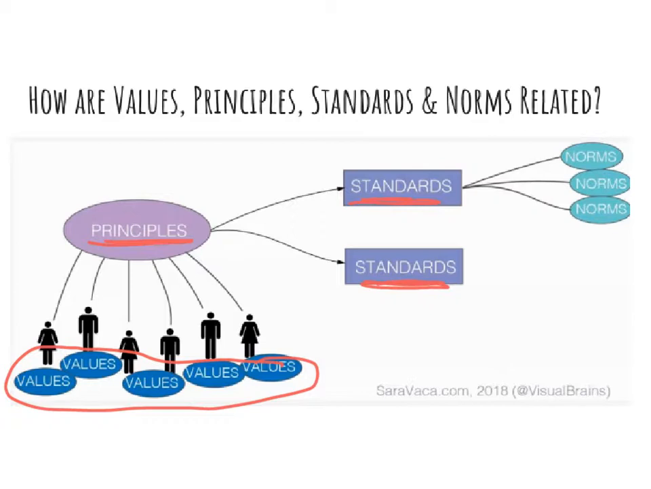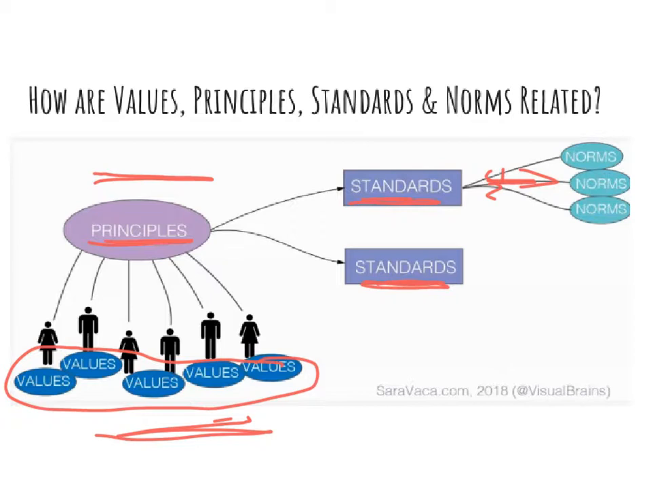Sometimes standards and norms are pretty similar, and you use the terms interchangeably. But the general idea is that we're going from more basic, broad, foundational ideas to more specific and more delineated ideas. So you start with general values like valuing life. That leads to principles like the golden rule or the silver rule, do no harm.